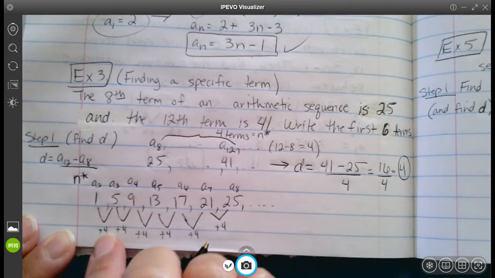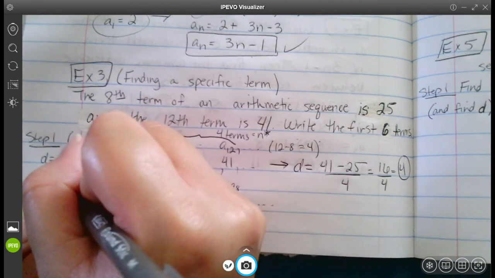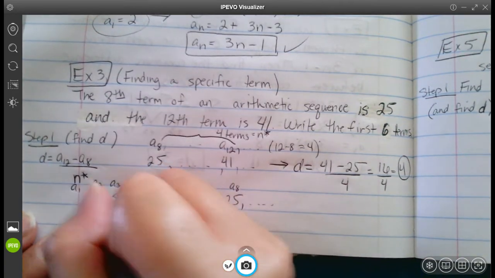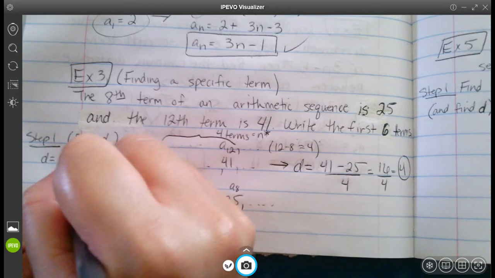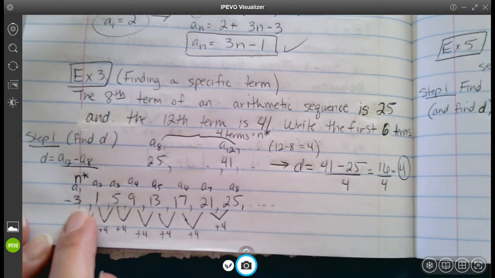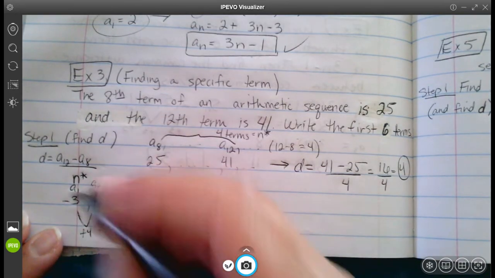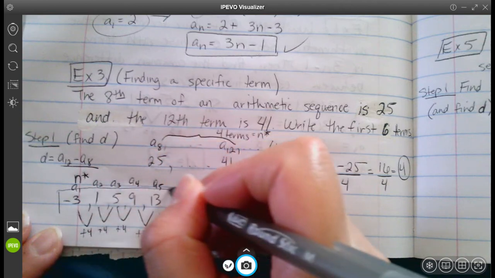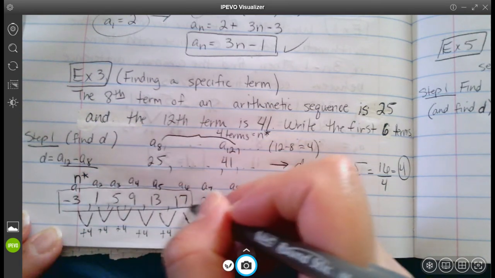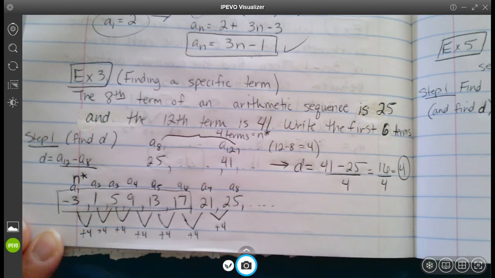And if I check, 1 plus 4 is 5. And last but not least, I'm almost out of space here. 1 minus 4 is -3. And if I check, -3 plus 4 is 1. So it looks like these right here are my first 6 terms, which is what I was looking for, okay?